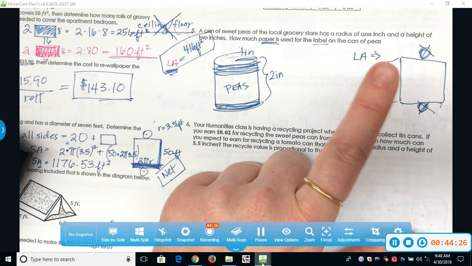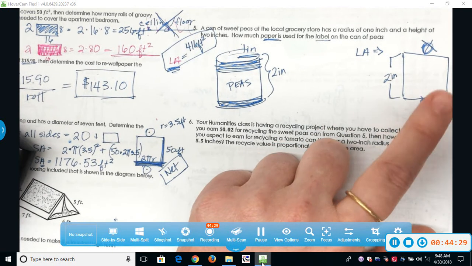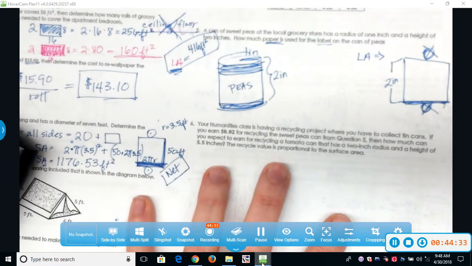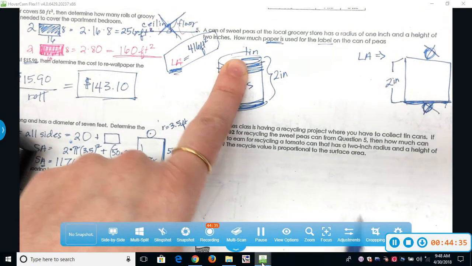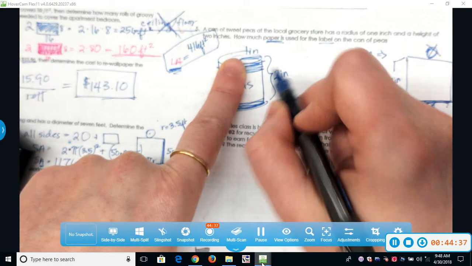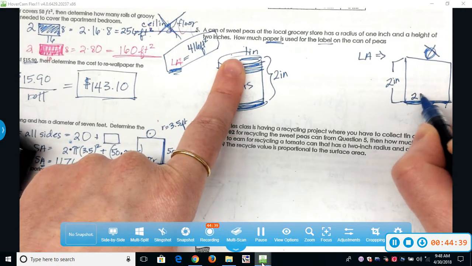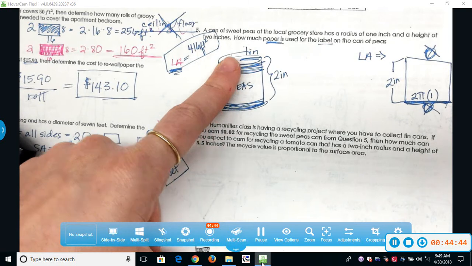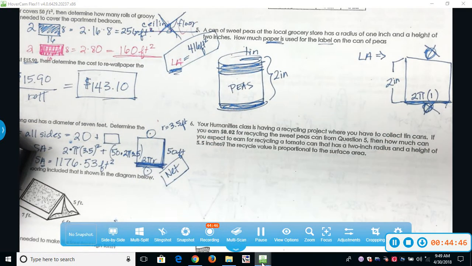Okay, so my height is that. I still need the circumference, right? Because that's how I get this dimension. So I know my radius is 1. So 2 pi, the radius is 1. So really it's just 2 pi.